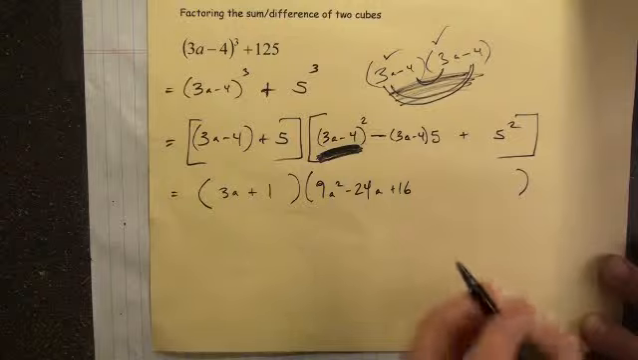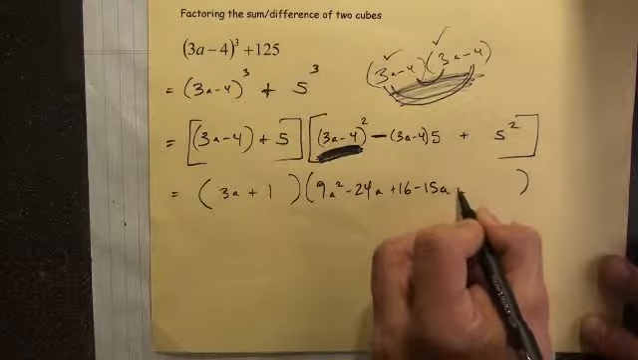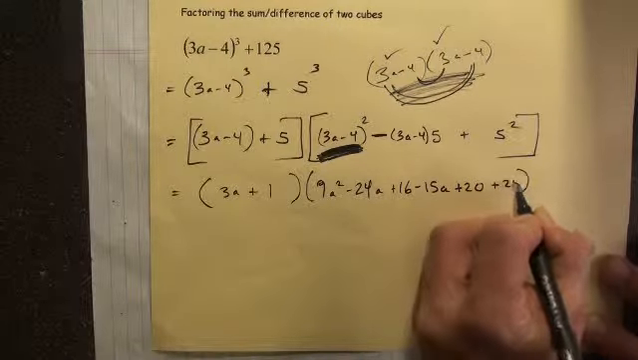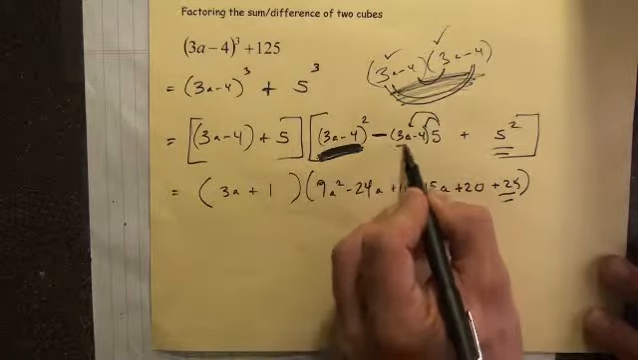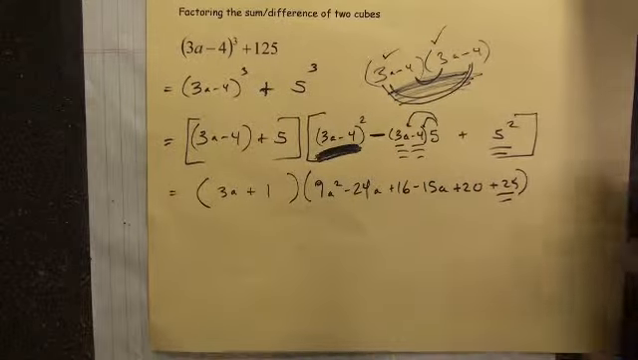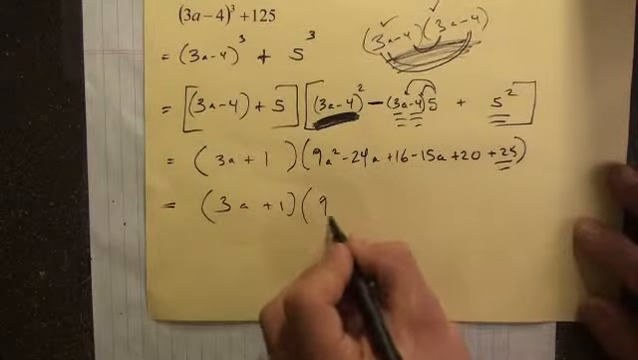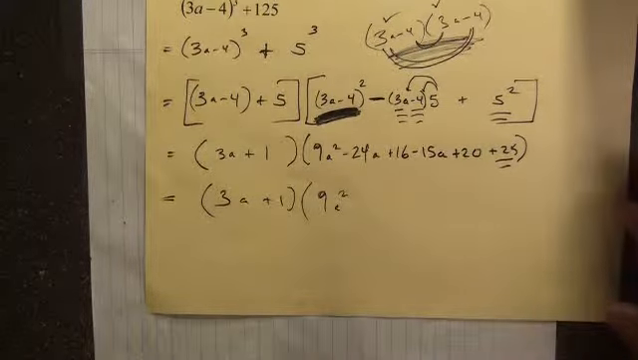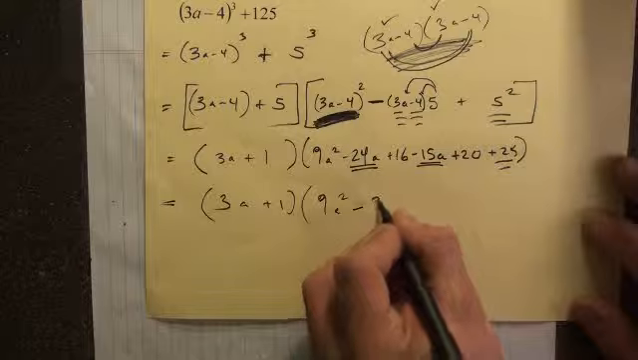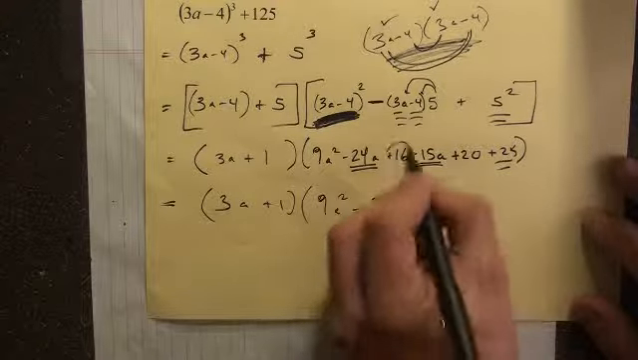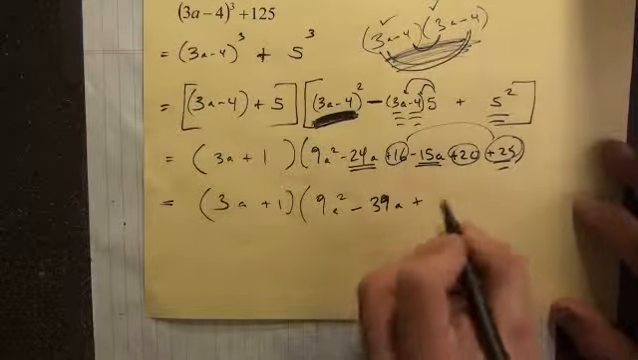Then we're going to take care of this. If you distribute a 5 here with the minus sign, you're going to have minus 15a, then plus 20. Plus 25. That's your 25 right here. And this 5 gets distributed along with the minus sign to those two. Then we just clean this up. So it's (3a + 1) times 9a squared. Let's see. Those are like terms. Negative 39a. Then you have a 16, a 20, and a 25. So that is 61.